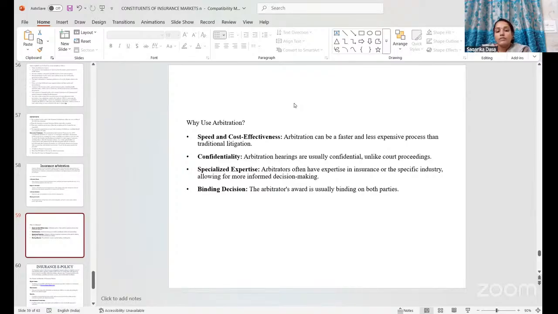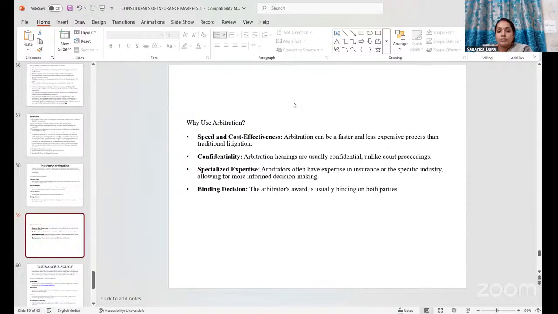And confidentiality. In arbitration, confidentiality is maintained because hardly three people are present at the time of hearing and solutions: the arbitrator, the policyholder, and the insurance company. Unlike the court, where more people are present, so confidentiality may not be maintained. Hence, confidentiality is another reason why the policyholder and the insurance company go with the arbitration process.